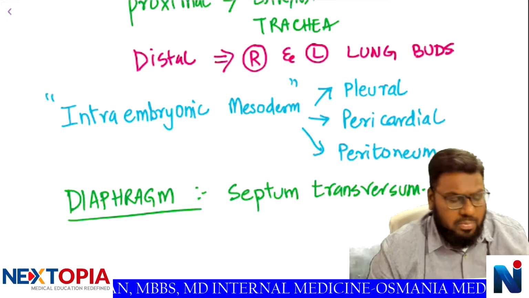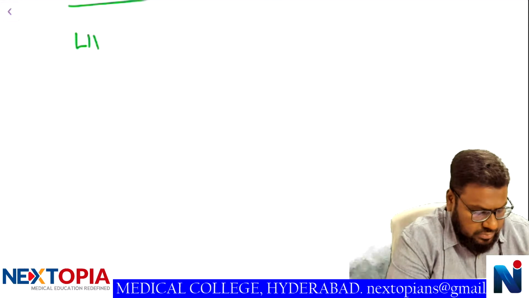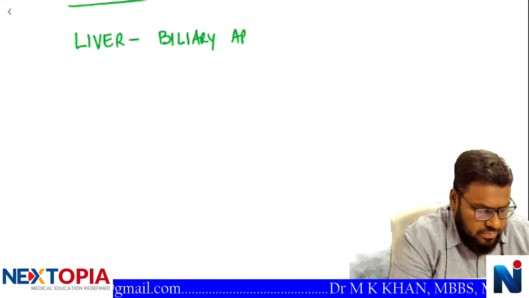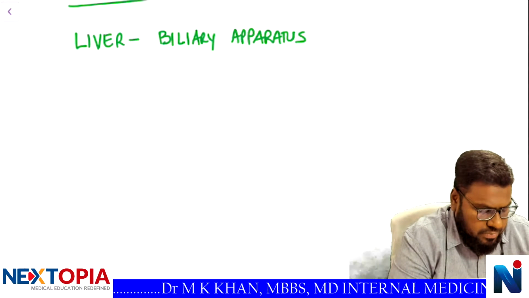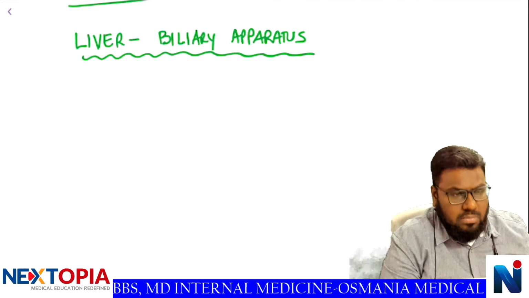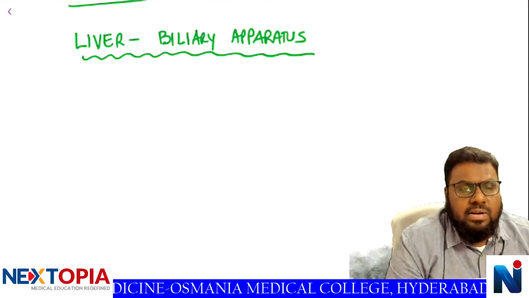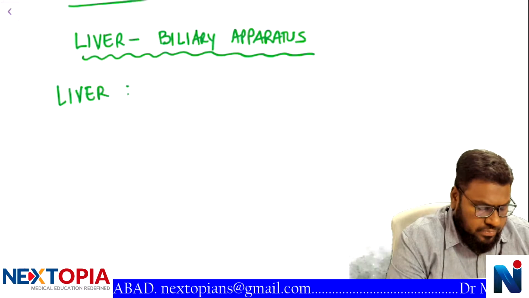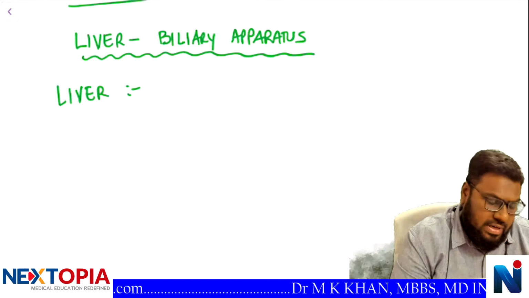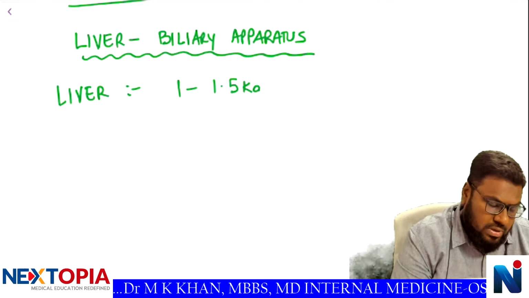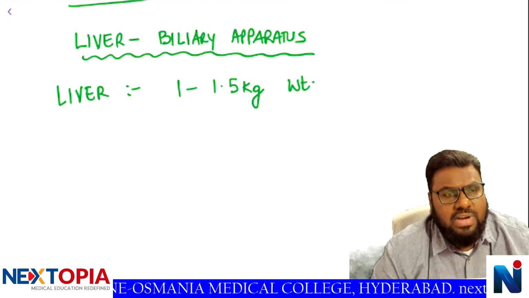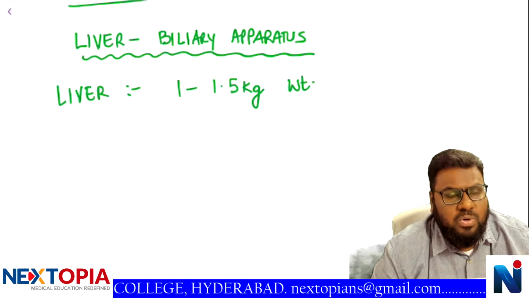So let us begin our discussion proper. We start our discussion with liver and the biliary apparatus. The liver, as we all know, is the largest organ of the body. In adult life, the liver is around 1 to 1.5 kgs in weight. It is in fact the largest solid organ of the body.